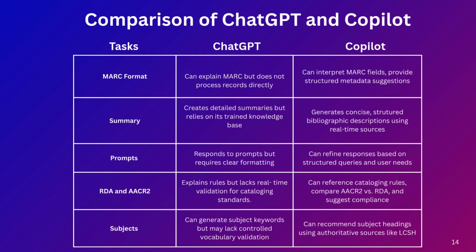In conclusion, Copilot excels in structured, authoritative cataloging assistance, while ChatGPT offers flexible conversational AI support. Depending on your needs, each tool provides valuable insight for catalogers.